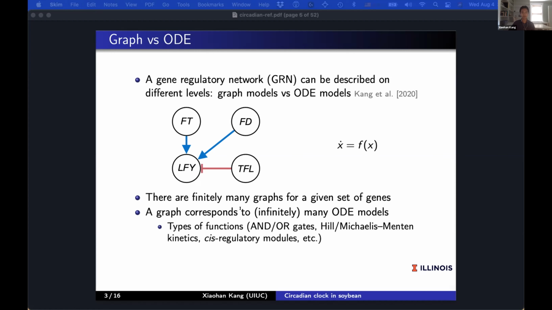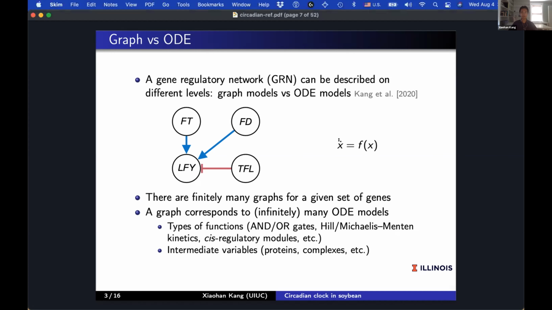And that's because you could have all different types of functions for the input function. For example, for the two activation edges, they can act as an AND gate or OR gate, or other kinetics in between, or you can also consider cis regulatory modules to divide the input into different groups. So that gives you a lot of complexity. There could be intermediate variables like the protein concentrations in different parts of the cell for each of the genes, and there could be protein complexes and others. So that's going to increase the number of variables in the vector X. And there are parameters for these functions.